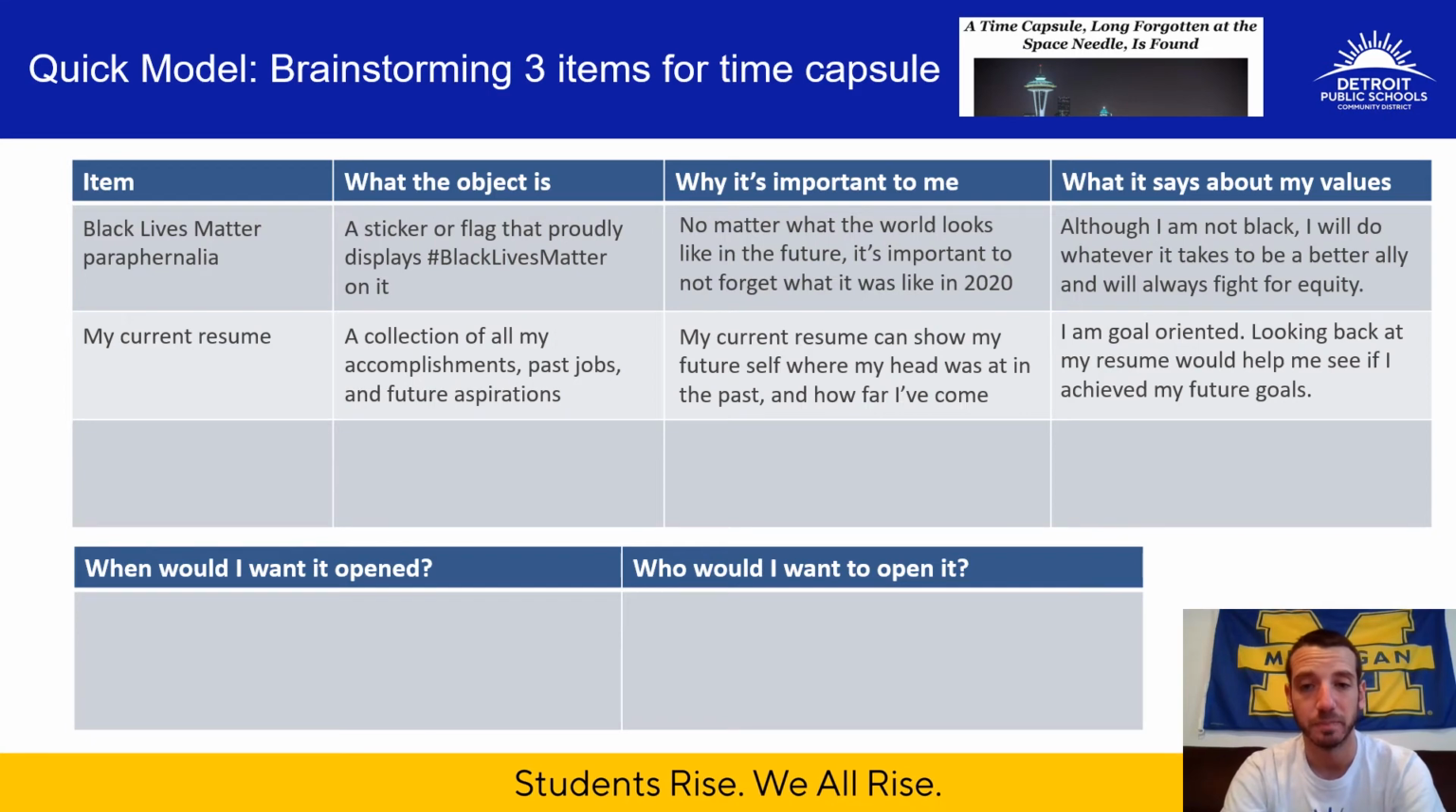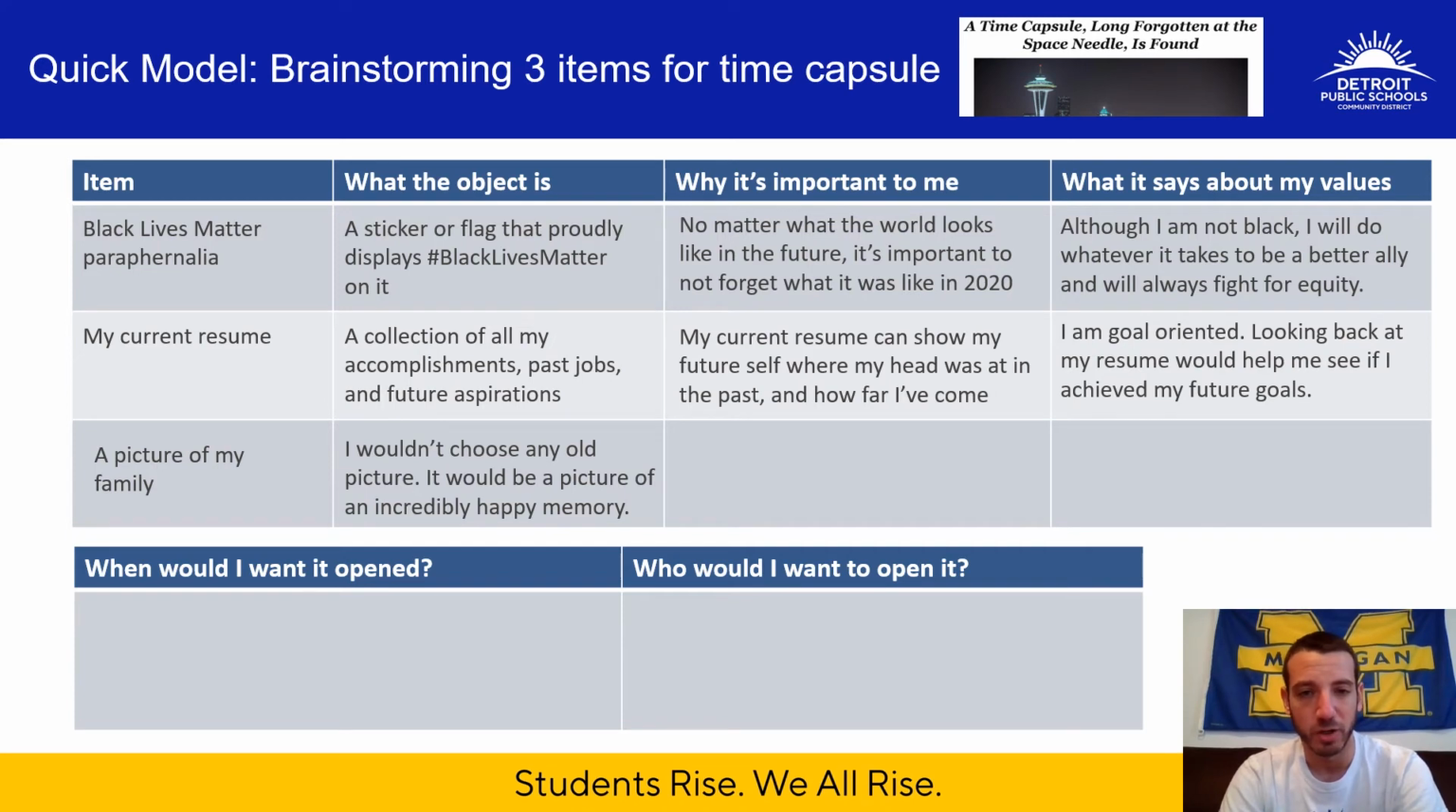And my third item would be a picture of my family. And just to describe the picture, it wouldn't be like any old picture. It'd be a picture of an incredibly happy memory that my family has shared. I mean, we have a lot of pictures together, but there's a few pictures that come to mind of a very happy memory.